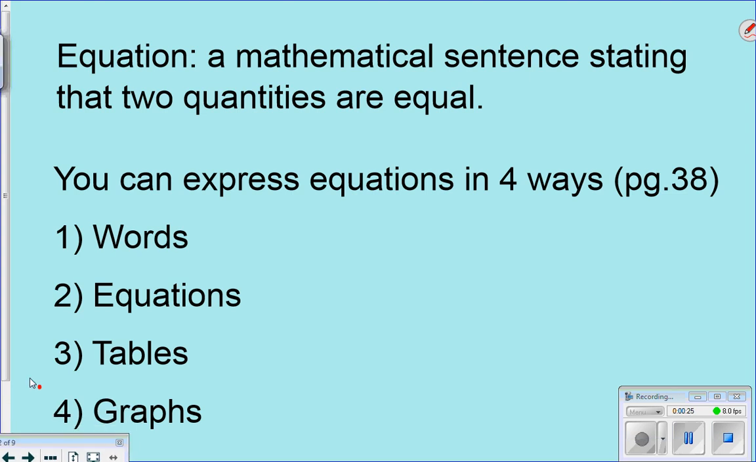All right, so an equation. You've heard of an equation your whole life, but this is the actual definition of an equation. A math sentence stating that two things are equal. So if it has an equal sign in it, it's some kind of equation. Equation stating that two quantities are equal. And you don't have to move on to this yet. I'm going to talk about this in a second.